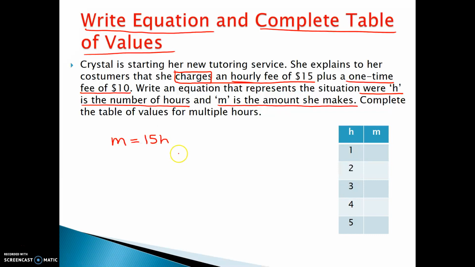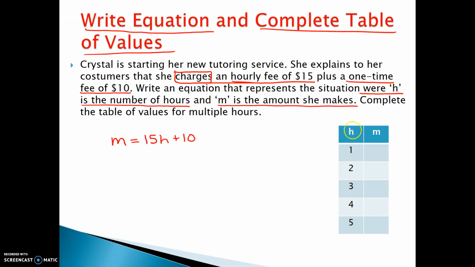So $15 per hour, but she also charges a $10 activation fee, or one-time fee if you want to call it, right? So there is my equation. Boom, done. That's it. Well, now we actually have to complete the table of values.